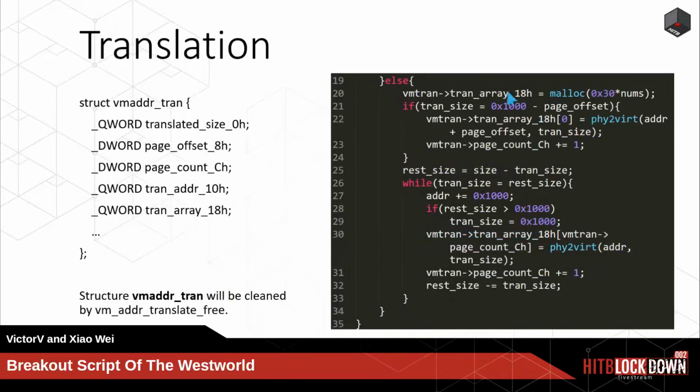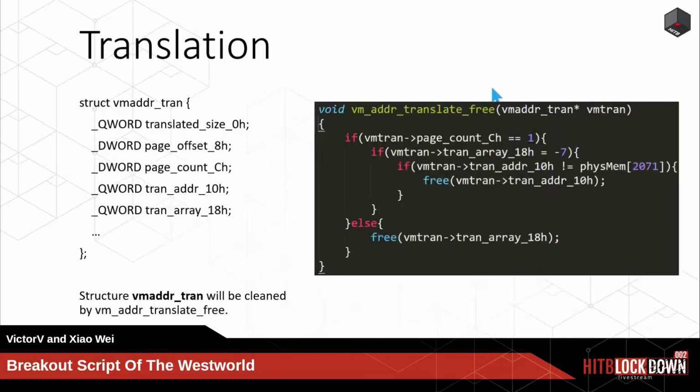If the num is bigger than 1, it will allocate a buffer to store the result for each page frame number, and the array pointer will be set to field 18H. Once the guest's memory has been handled, function WebMap address translate free will be called. In this function, it will free the memory allocated before.